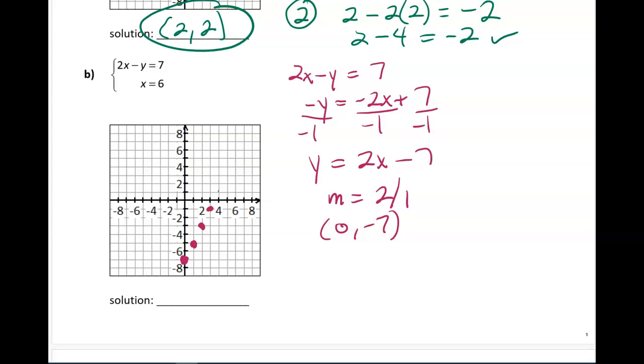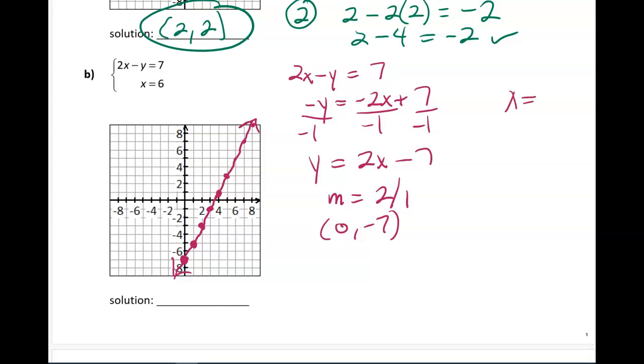So going to the right one and up 2 provides us with lots of points to graph. We don't know where that intersection point is going to be, so it's important to have an accurate graph throughout. All right, let's check out the second graph.